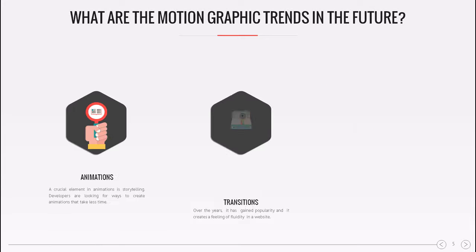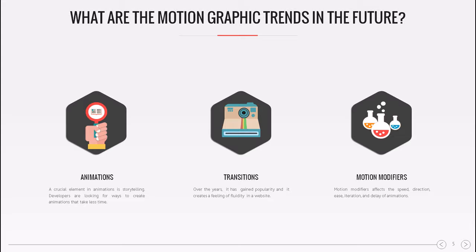What are the motion graphic trends in the future? There are three: animations, transitions, and motion modifiers. With animations, it's more about storytelling, and developers are looking for ways to create animations that take less time. Transitions have been around for many years, but they have gained a lot of popularity over the years, and they create a feeling of fluidity in a website. And motion modifiers affect the speed, direction, ease, iteration, and delay of animations. The next two slides will focus more on animations and transitions.